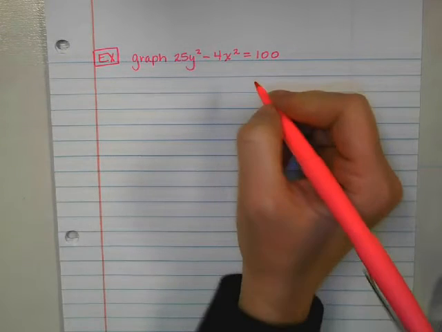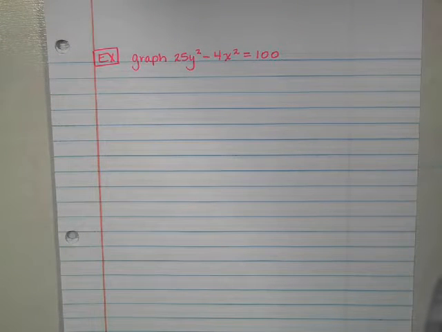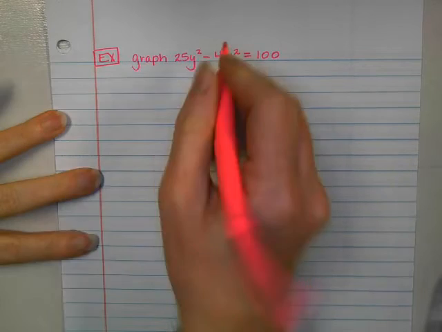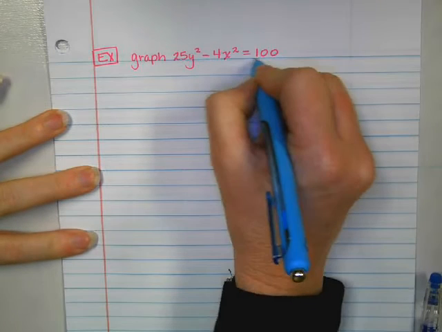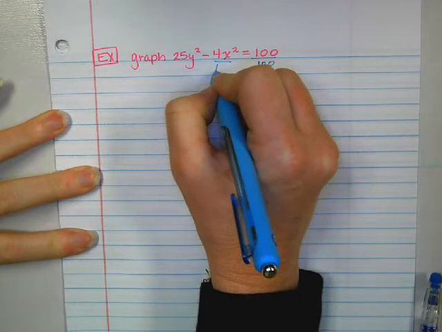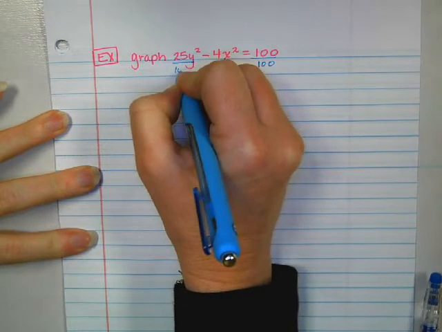But in order to make it equal 1, what do I need to do? Divide by 100. So I'm going to divide everything by 100 and simplify.